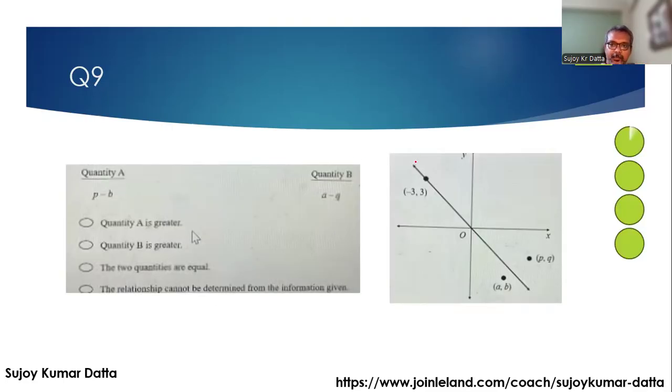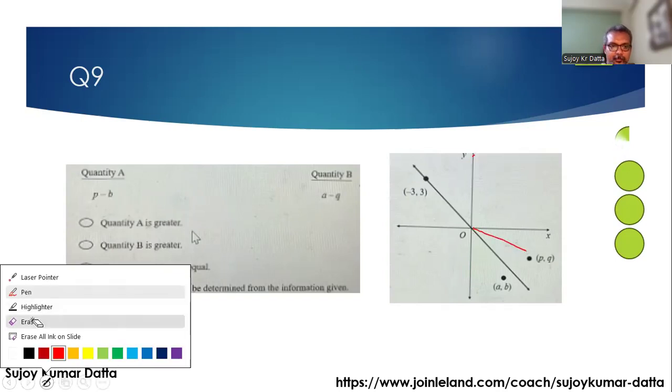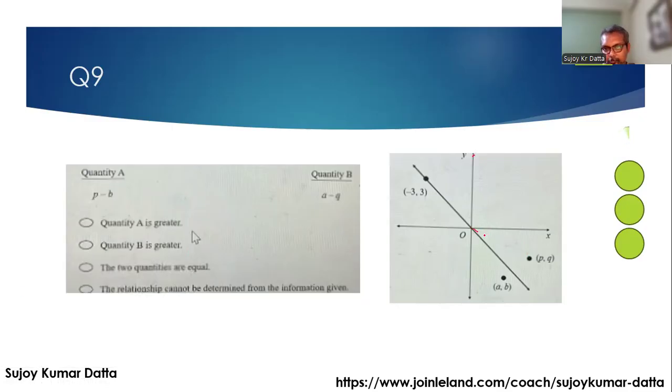So in this question, they're basically saying that in the XY plane, you have a line and the 2 points PQ and AB. You have to decide which of the two is bigger, P minus B or A minus Q. So one way of looking at this is, if you look at this line and this line, just a minute.